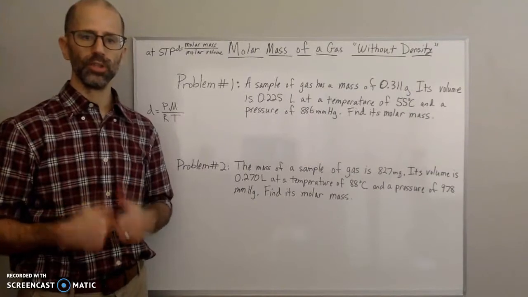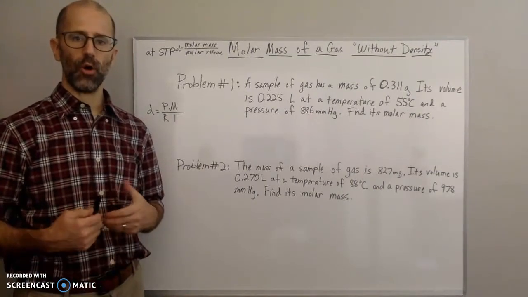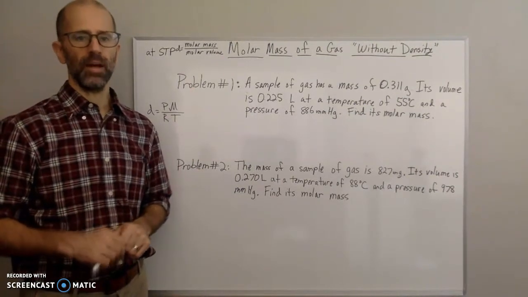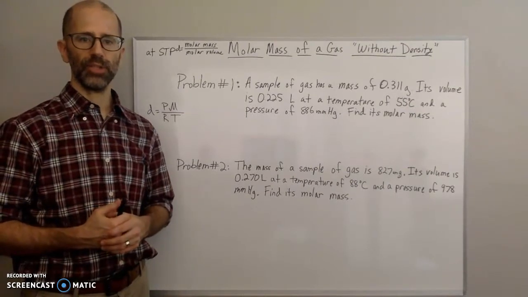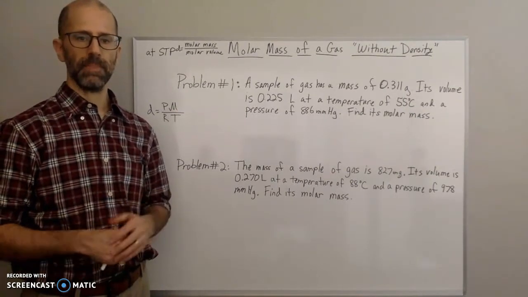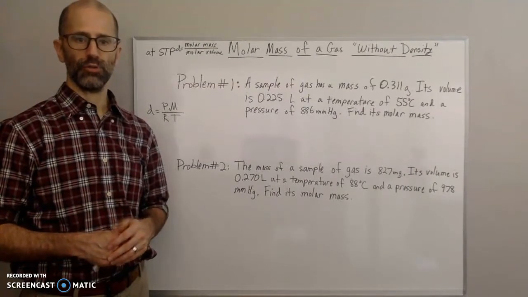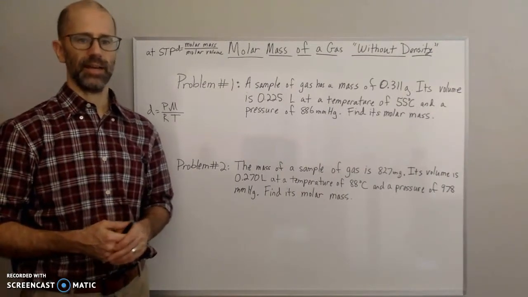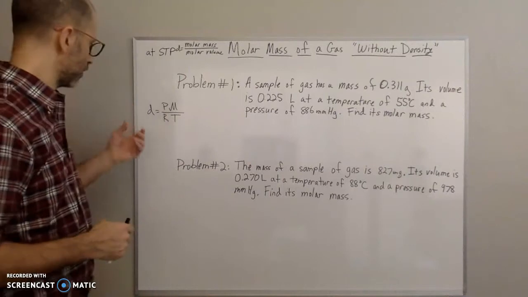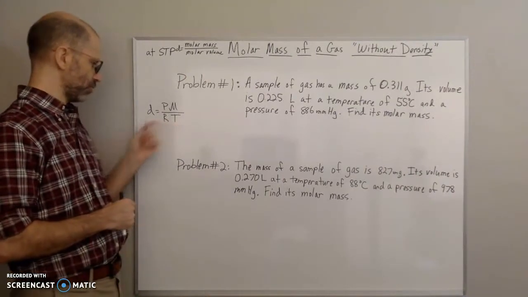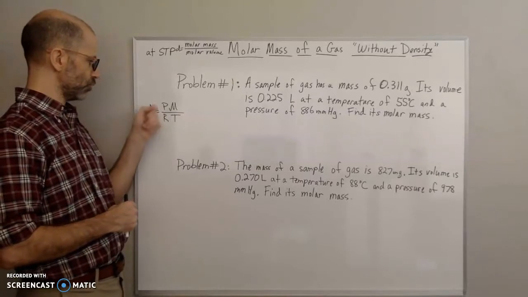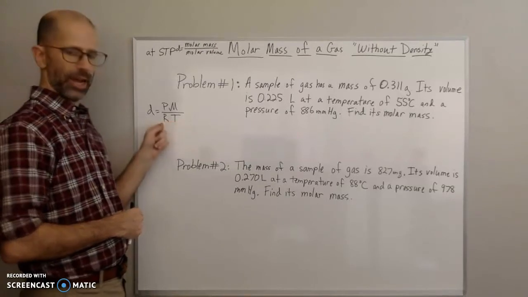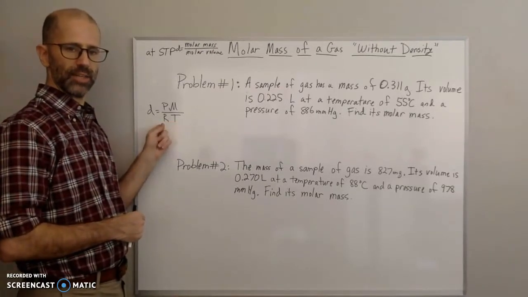My name is Mr. Cobalt, and in this video I'm going to go over how to calculate molar mass but without the density. So in another video we talked about how to use the density of a gas to find the molar mass of a particular gas or substance. And in that video we used this equation. Remember, the density is equal to the pressure times the molar mass of the gas divided by the temperature and the R, which is the ideal gas law constant.